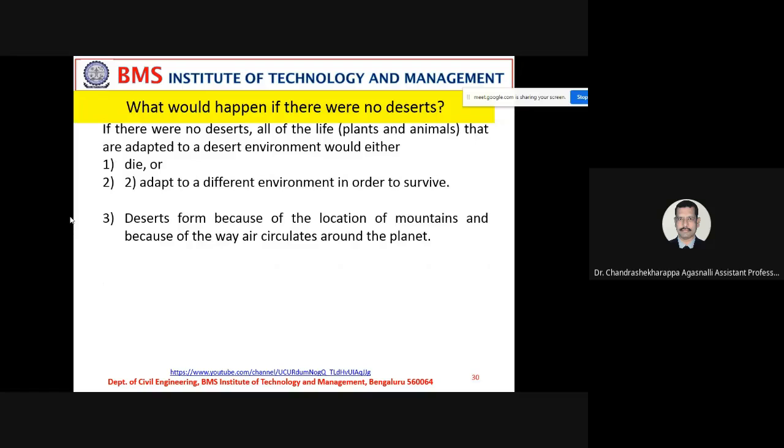What would happen if there were no deserts? We will adapt ourselves to other nature. That is how the survival of man, plants, and animals works. If there are no deserts, for all the lives, maybe plants, maybe animals, what will they do? They will die, or they will adopt a different environment in order to survive, right?